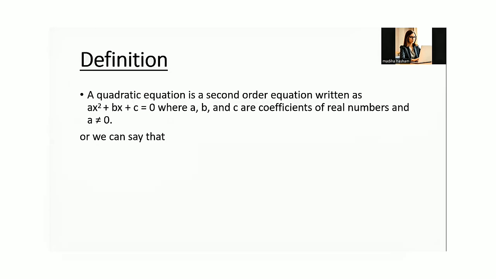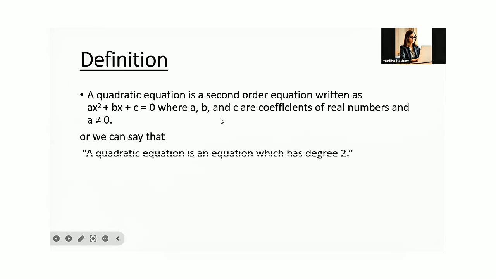A is not equal to 0 means if a is equal to 0, then the term x squared will vanish and it would not be a quadratic equation. So a must not be equal to 0. We can see in another way that a quadratic equation is an equation which has degree 2, which means the highest power of x is 2.